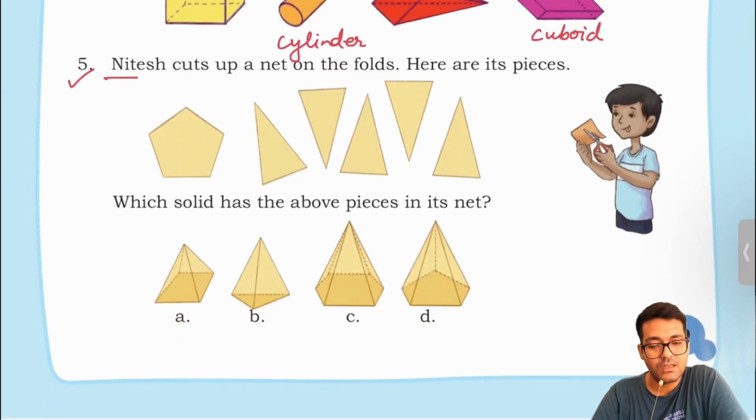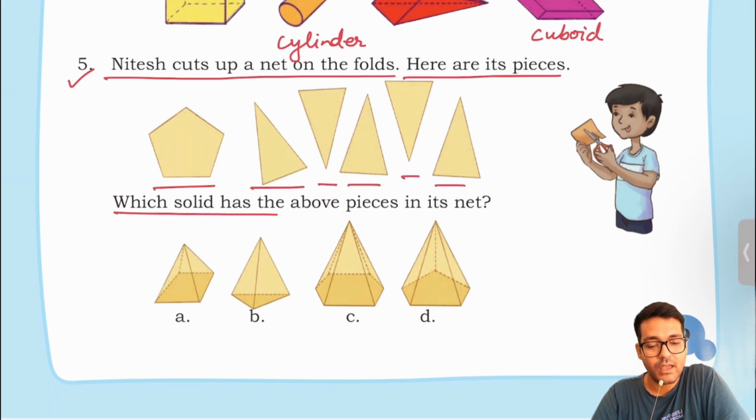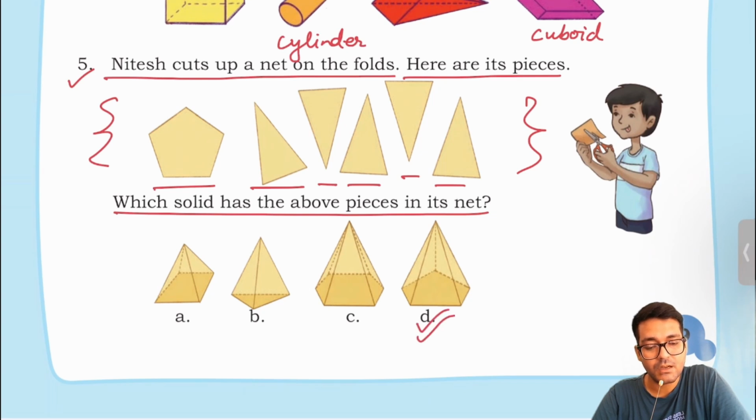5. Nitesh cuts up a net on the folds. Here are its pieces. You can see pieces of a net. Which solid has the above pieces in its net? If you join these pieces of the net, you will get pentagonal pyramid. The answer is D. Pentagonal pyramid.